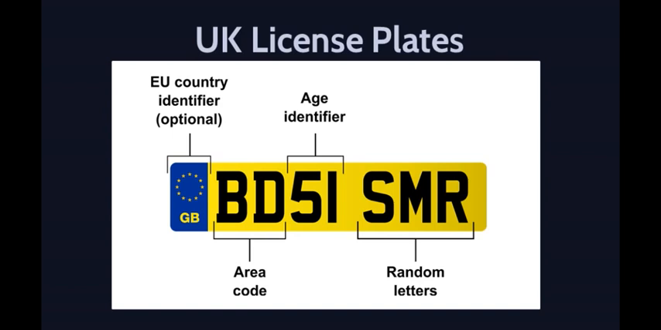And then SMR. Those are three random letters at the end. So two letters for the area code, two numbers for the age, and then three random letters. Okay, so we're going to take a little quiz here.